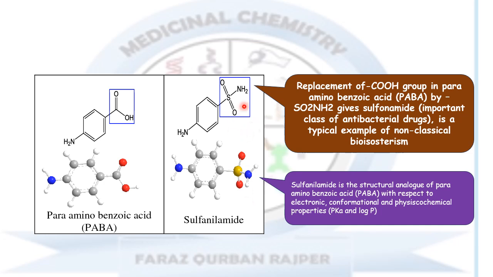And sulfanilamide is the structural analog of PABA in terms of electronic, conformational, and physicochemical properties. But therapeutically it is totally opposite to PABA, as PABA is required for bacterial growth. It is a major precursor for bacterial growth and metabolism, and sulfanilamide acts as the antibacterial drug molecule.